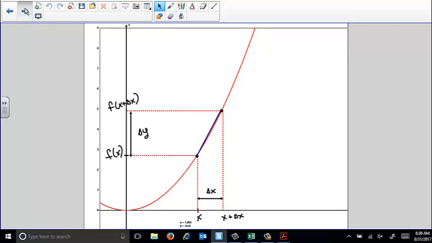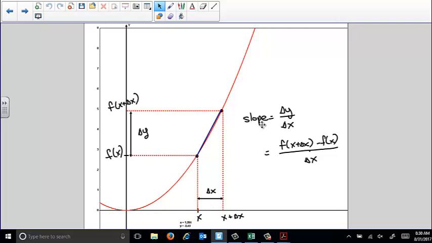And then you use the definition of the slope, which is the change in the y coordinate divided by the change in x coordinate. In our particular example, the change in the y coordinate is the value of the function at x plus delta x minus the value of the function at x. The change in the x coordinate is just this delta x. So the slope of that tangent line is that.